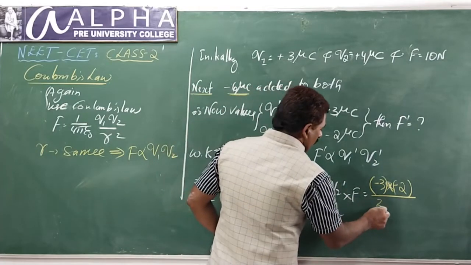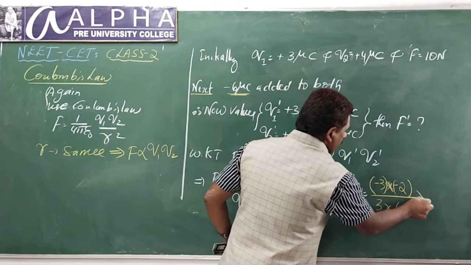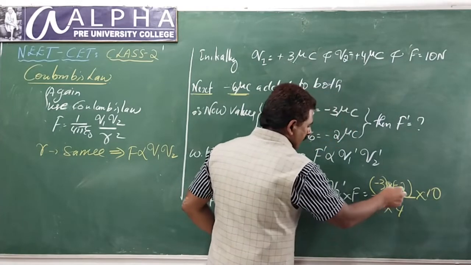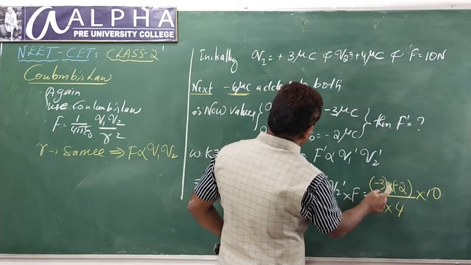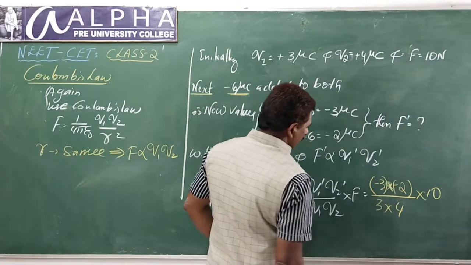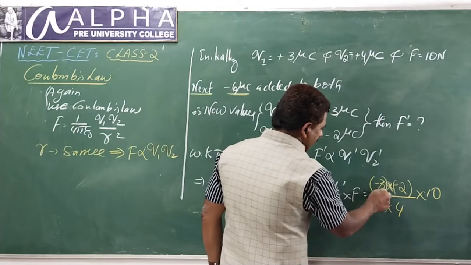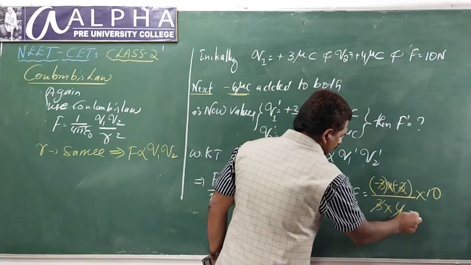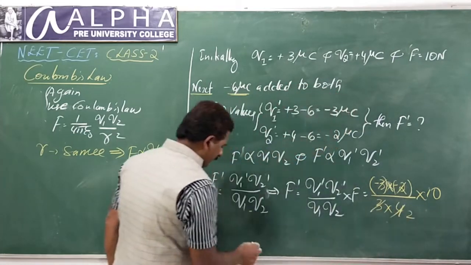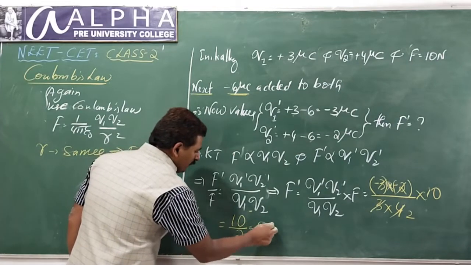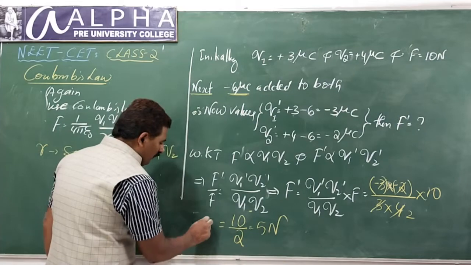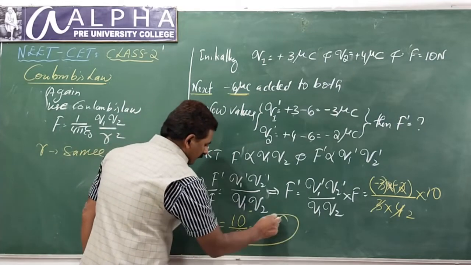Then the initial value is 3 into 4 into 10. See, the initial value is 3 into 4, and this is 3 into 2. The 3 cancels, the 2 2s are, right? You are left with 10 by 2. What is 10 by 2? 10 by 2 is 5 Newton. That's it. The value of F dash is 5 Newton.